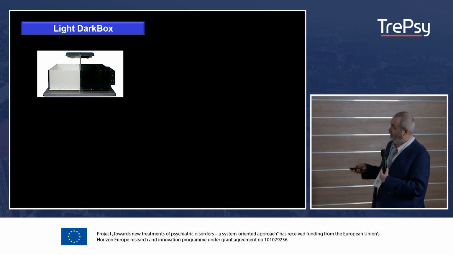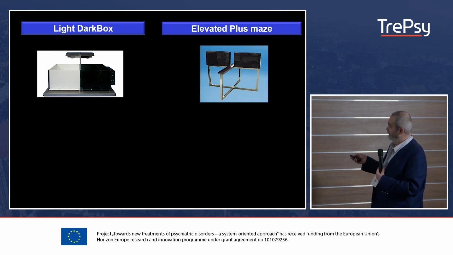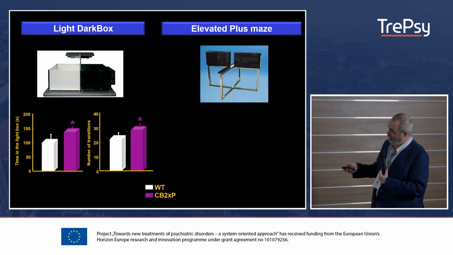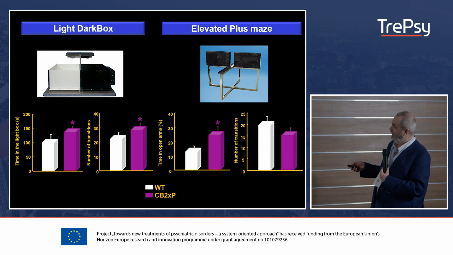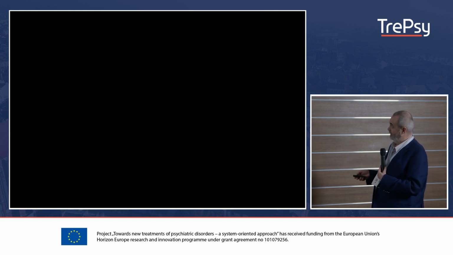So we performed different tests like the light-dark box and the elevated plus maze, and we found that the mice overexpressing the CB2 receptor have less anxiety. They spend more time in the illuminated area, in the lighted area, and also more time in the open arms, also significant of less anxiety.